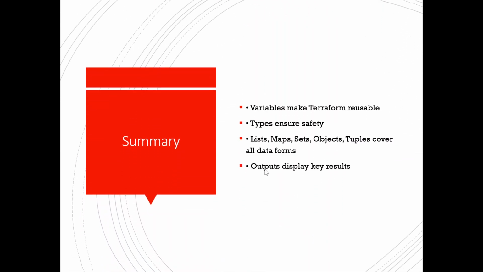So now let's summarize what we have learned. Terraform variables make your infrastructure reusable and maintainable. You can define many types like strings, numbers, booleans, lists, maps, sets, objects, and tuples, each one serving a different purpose. And output variables help you print important values after deployment. In the next video, we'll take all these concepts and move into hands-on Terraform coding to see each variable type in action and how they work.